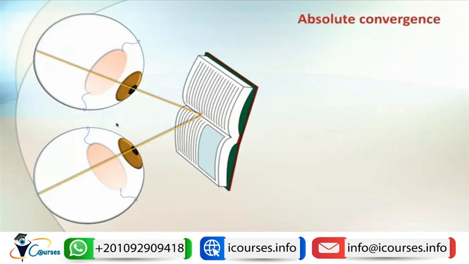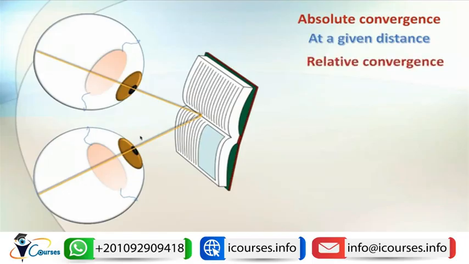So if we want an absolute value, this will be a given distance. You just mention the distance and we need to know what is the convergence at this distance. But if we have a lens power or an accommodation, then this is called a relative convergence. We need to compare the convergence to the amount of accommodation.